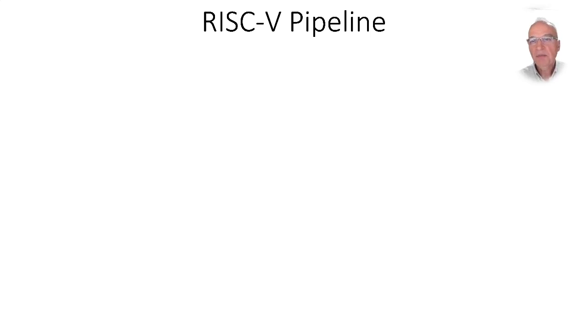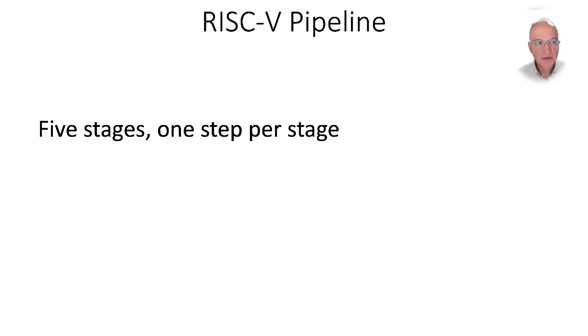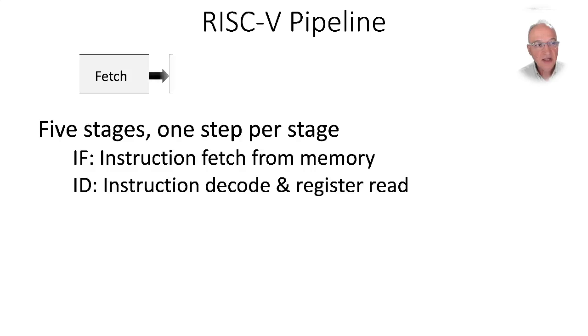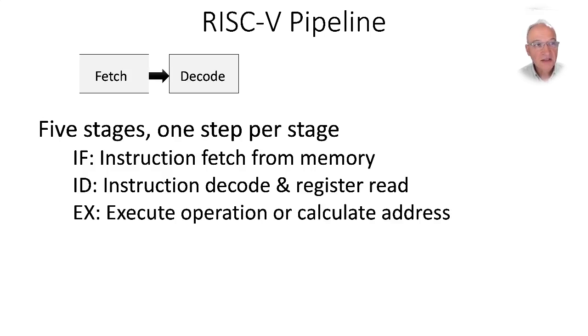So let's consider the pipeline for our RISC-V processor. For our RISC-V processor, there are 5 stages in the pipeline, because remember, there are 5 stages for execution of a load instruction. And I do one step of instruction in each stage of the pipeline. So the first step was the fetch step, so I do instruction fetch. I call this the IF stage. Then I do decode, that's my instruction decode and read register stage. I call this my ID stage.